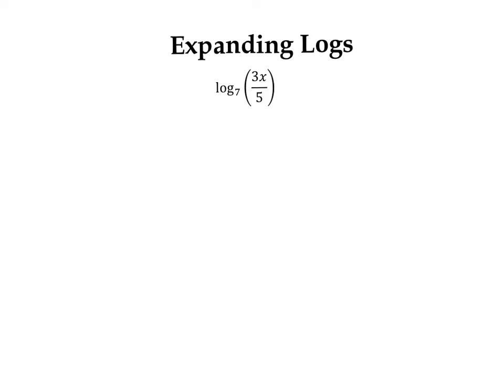Let's go ahead and expand it as much as possible. Let's start with the division part. Because there are 2 terms in the top, I'm going to leave those 2 together, and I'm going to start by saying log base 7 of 3x, and I'm going to subtract the log base 7 of 5. I'm subtracting because we are dividing these 2. The numerator and the denominator can be separated by subtraction.